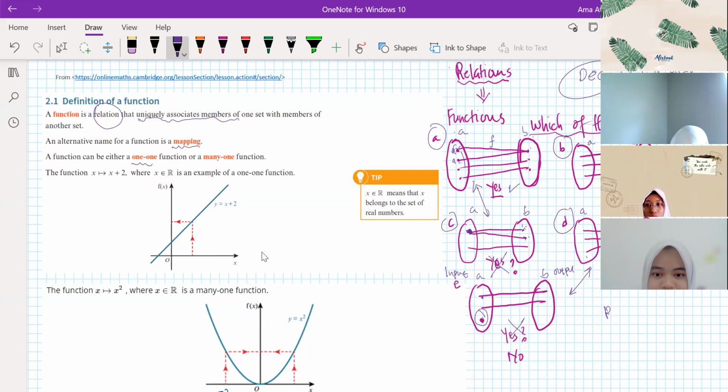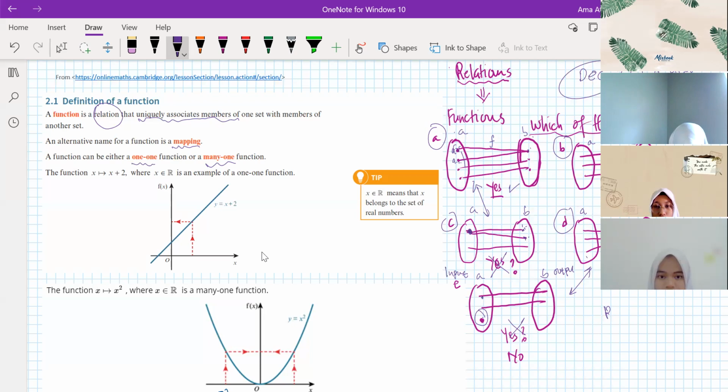One-one is like number B. For every member in A, there is exactly one member in B. Many-one is like number A. We can have 2 and 3 in A mapped to 1 and 3 in B. So this is many-one. Let me explain to you with the diagrams here.